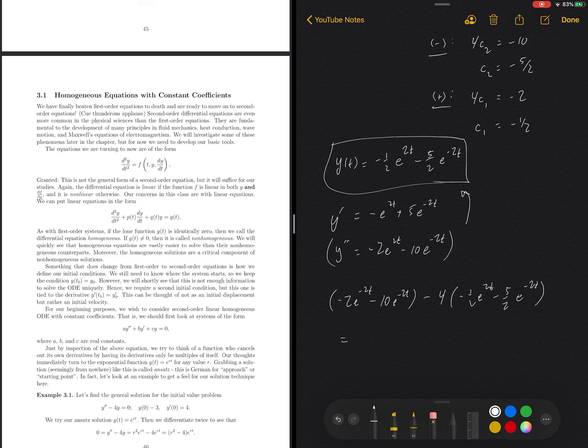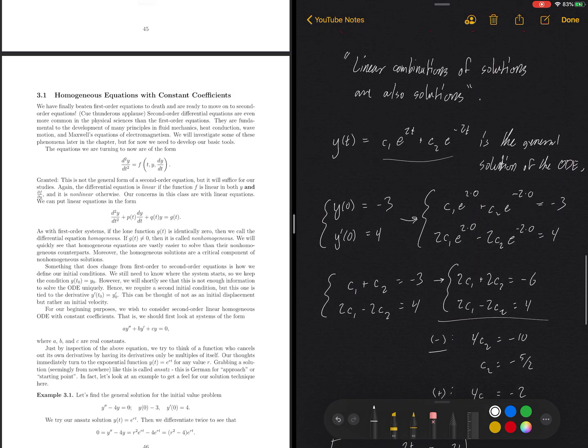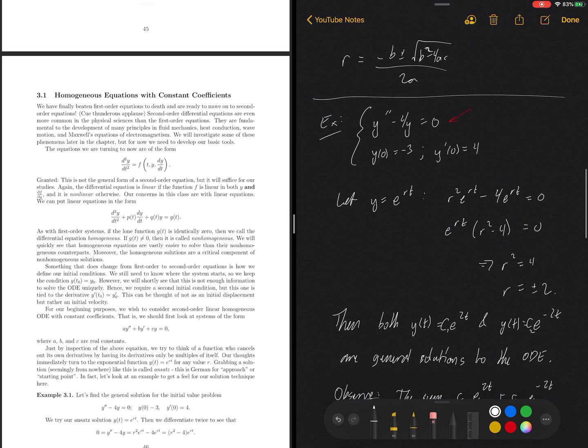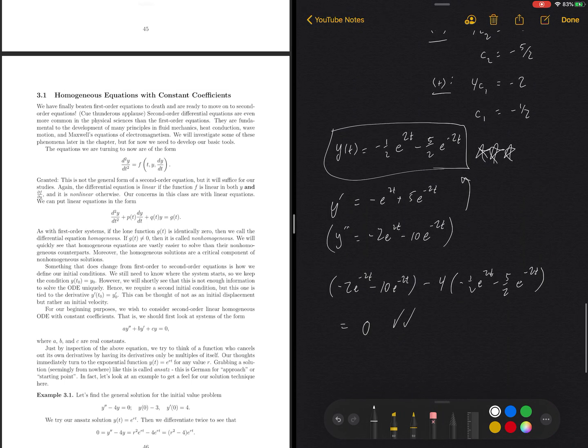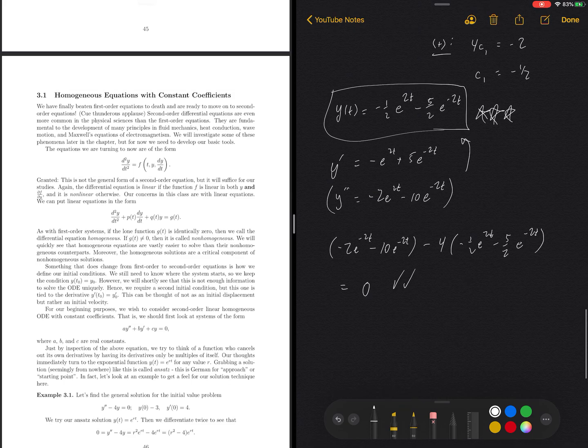So this is minus 2e to the 2t minus 10e to the minus 2t, and I subtract 4 times minus 1/2 e to the 2t minus 5/2 e to the minus 2t. So I get a minus 2 here and a plus 2 here, and I wind up with a minus 10 here and a plus 10 there. So indeed, I do get 0 as required. So this up here is indeed the solution to the initial value problem up here.